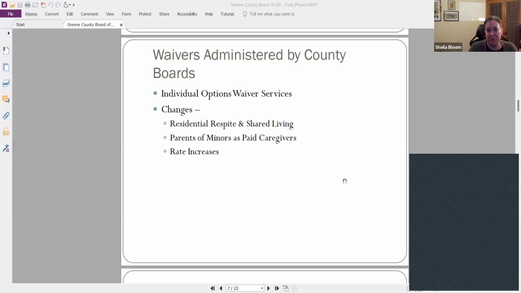Another big change, which I'm sure lots of families have heard about, is a new rule entitled Parents of Minors as Paid Caregivers. This is a brand new hot topic that kind of came out as a result of COVID. And what this is, is a new formalized process for parents to become certified and paid as caregivers for their minor children.